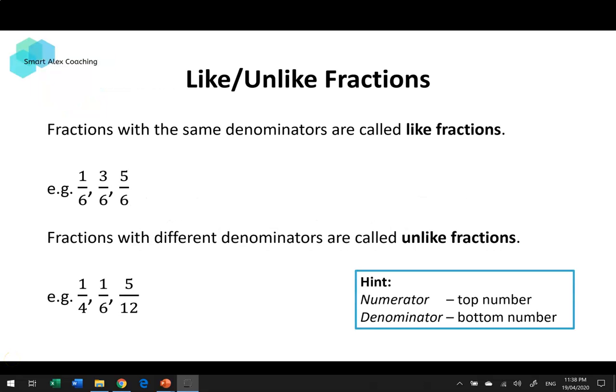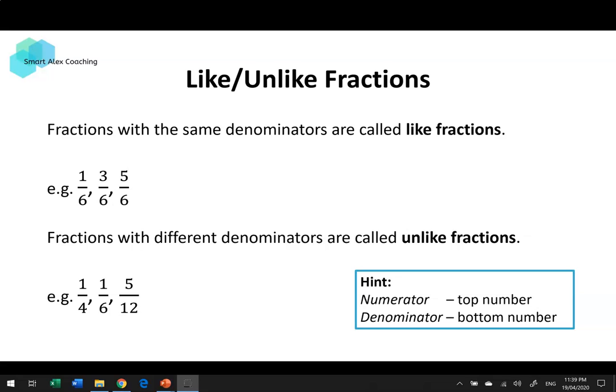What are like and unlike fractions? Fractions with the same denominators are called like fractions. For example, 1/6, 3/6, and 5/6. All these fractions have got the same denominator of 6, hence we call these fractions like fractions.